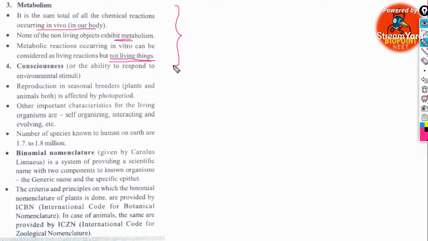Okay, guys. So next property that we are going to move on to is consciousness. So consciousness is that all organisms are aware of their surroundings, right? Such an ability to respond to their environmental external stimuli is known as consciousness. So we can say that only living organisms are self-conscious or aware of himself or herself. So we can say that consciousness is a defining property of living organisms.